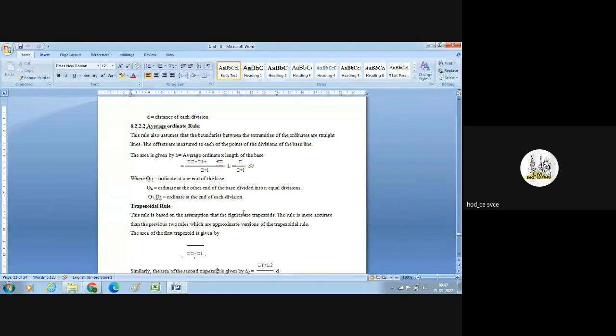Okay, so same formula, but initially it starts with O naught. O naught plus O1 plus O2 and so on, On, divided by n plus 1, multiplied with L. So what is the formula? L by n plus 1 summation of O. That is the formula for the average ordinate rule.